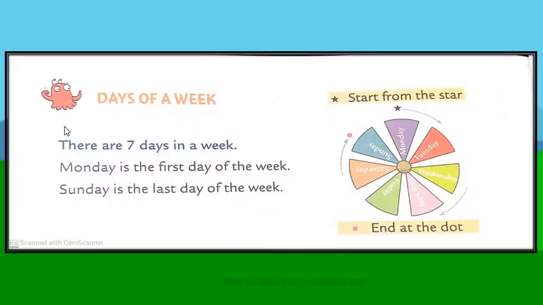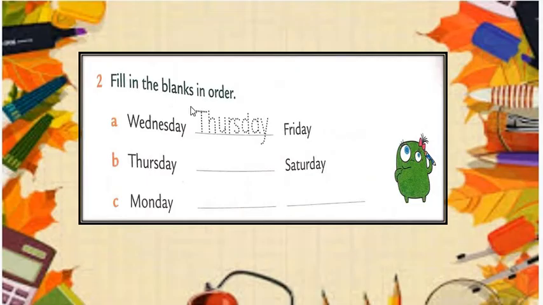Days of the week. There are 7 days in a week. Monday is the first day of the week. Sunday is the last day of the week. Fill in the blanks in order. Wednesday, Thursday, Friday. Thursday, Friday, Saturday.